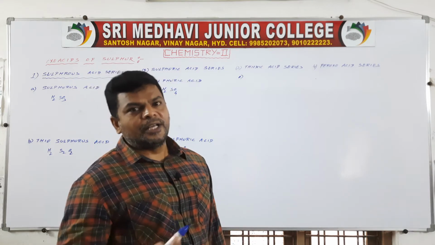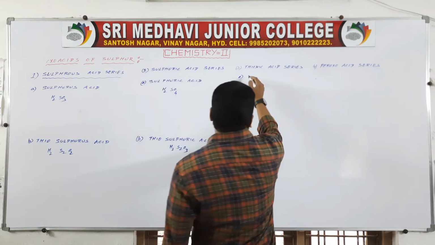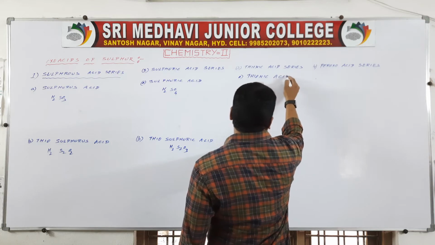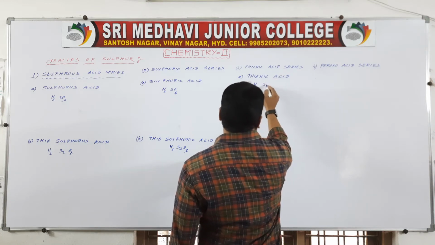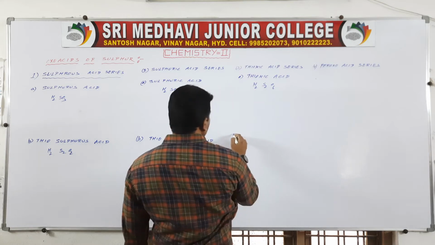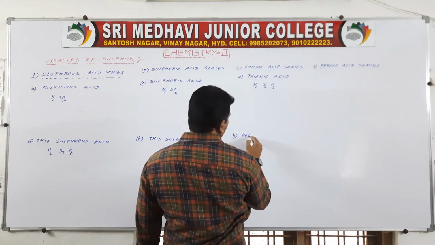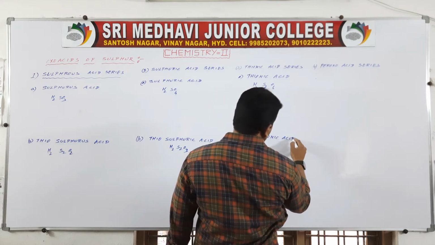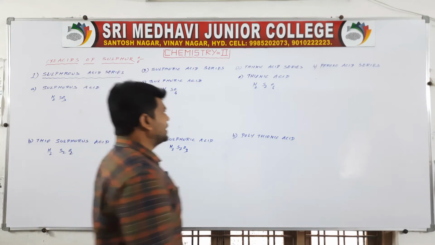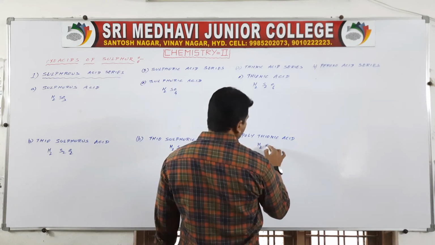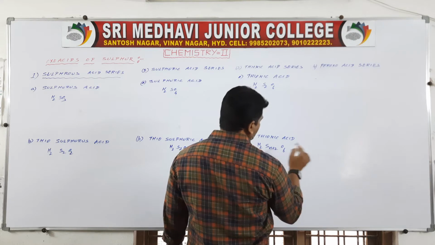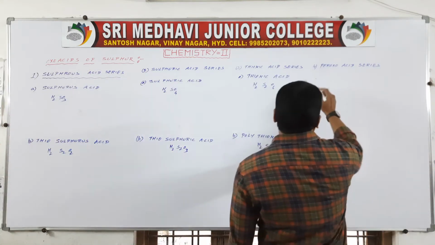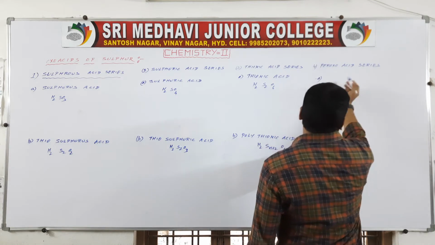Then the thionic acid series: the first one is thionic acid, H2S2O6, and the second one is polythionic acid, H2SnO6, where n is at least 2 in the series.